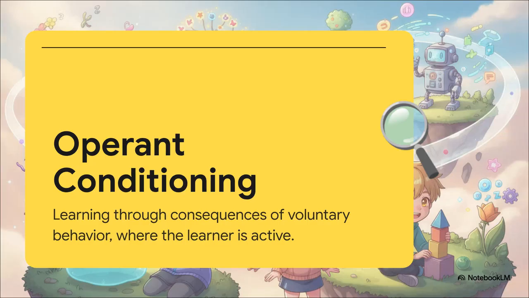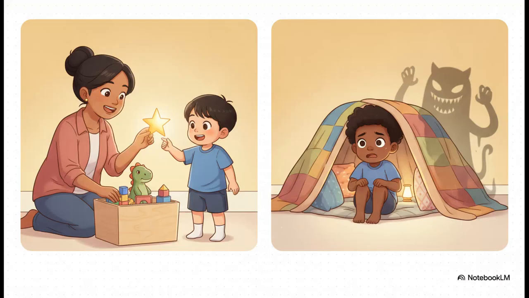Let's transition to section 3, shaping behavior through operant conditioning. Now, notice the dramatic shift here. Unlike that passive reflex we just talked about in classical conditioning, this child is an active learner. They are emitting voluntary behaviors, and those behaviors are going to either increase or decrease strictly based on the consequences that follow them.